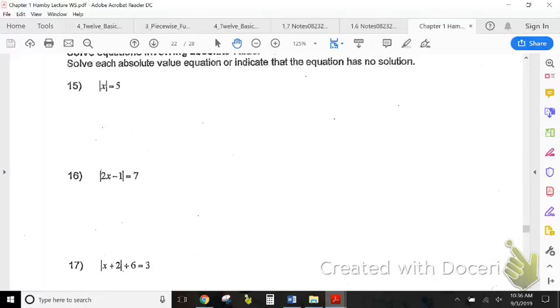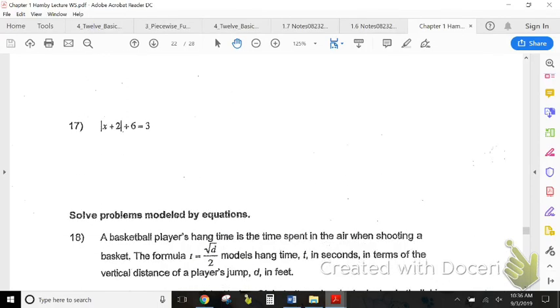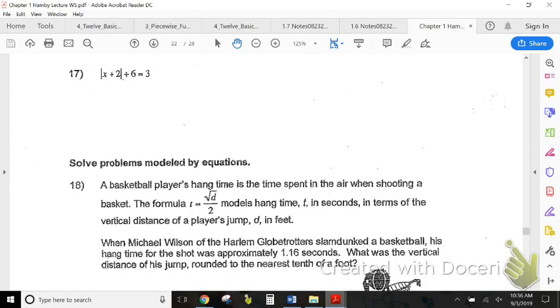All right, so the directions tell us to solve each absolute value equation or indicate that the equation has no solution. So when would an absolute value have no solution? Well, what kind of numbers can absolute value not be? Well, y'all hit it earlier. You told me when we take the absolute value, what kind of answers do we always get? Positive. So if I have the absolute value of something equal to a negative number, is that possible? No. So therefore you would have no solution.